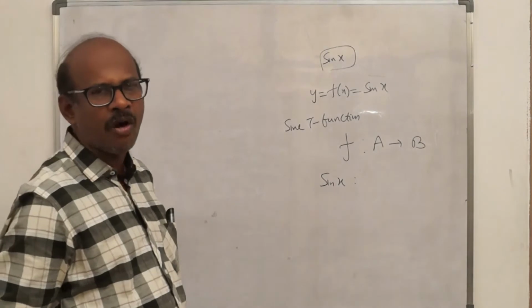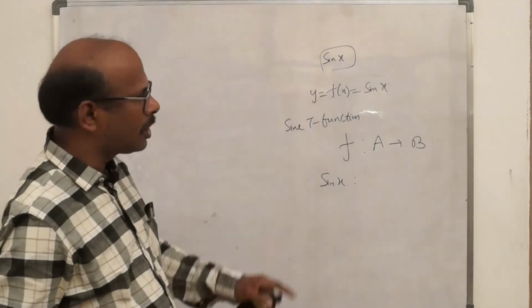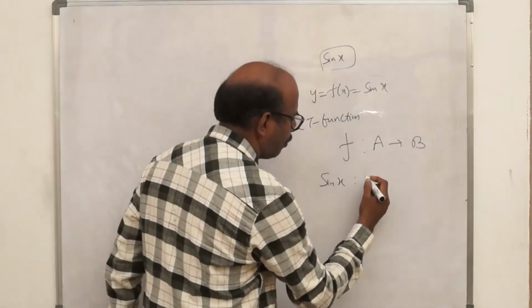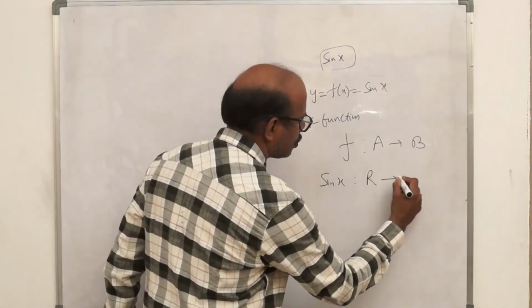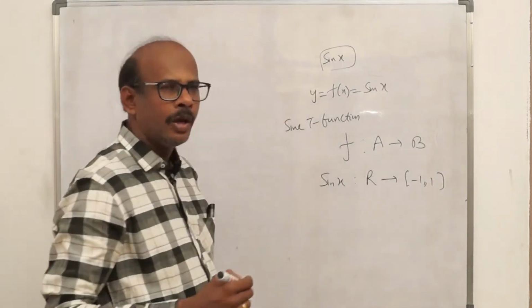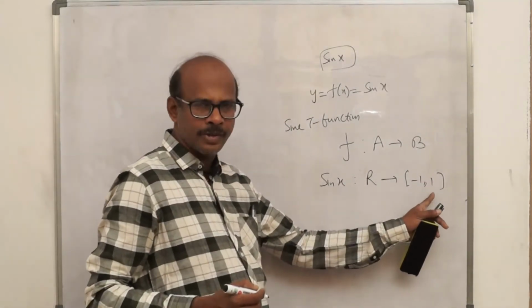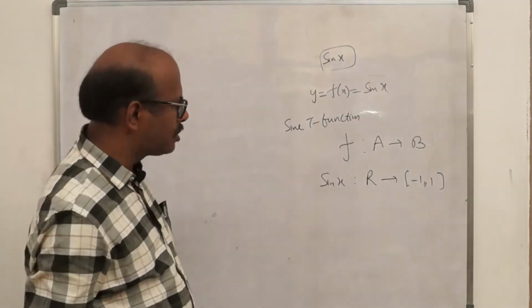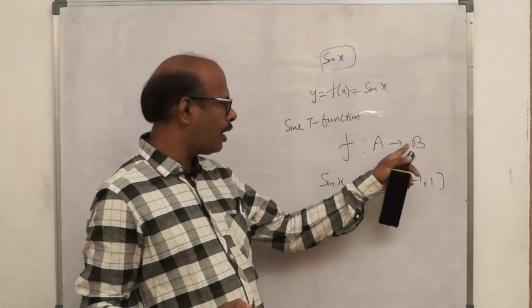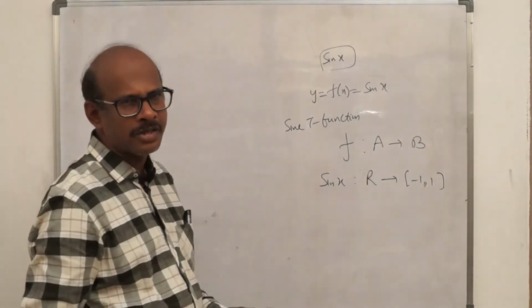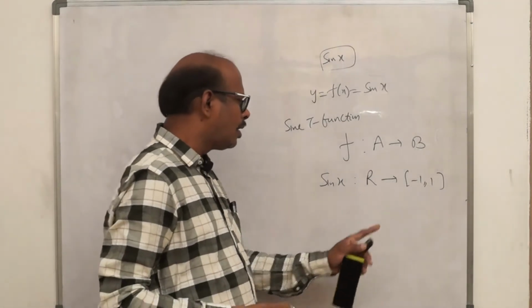By drawing the graph we get the shape of the trigonometric function. For sin x, the input is R and the output is between -1 and 1. The input set is the domain, the second set, the output set, is the codomain. The set of images is the range. So with domain A and codomain B, the range is the set of images, indirectly the range is a subset of the codomain. Right, now concentrate.